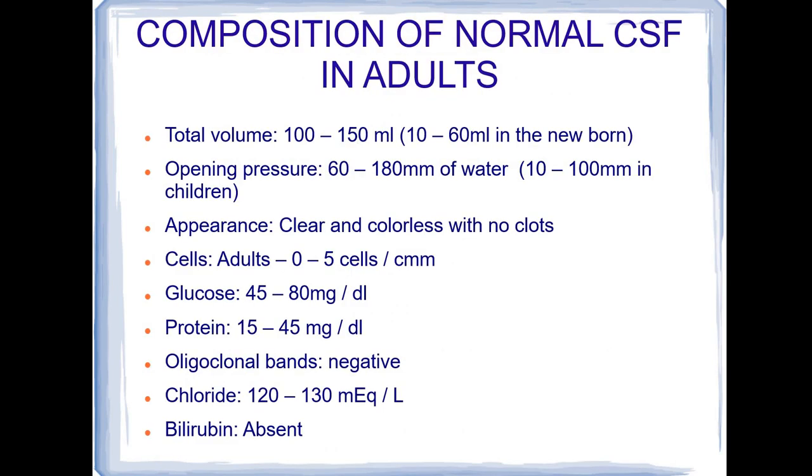Now coming to the composition of normal CSF, these are just the normal values we need to know. I will tell you in detail again when I come to the lab investigation. This is there in all standard textbooks, so please memorize it and write it down. The normal values you see in the CSF are the total volume, the opening pressure, the appearance, the cells, the glucose, protein, oligoclonal bands, chloride and bilirubin. I'll tell more in detail in my subsequent slides.